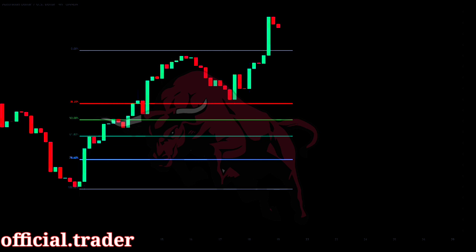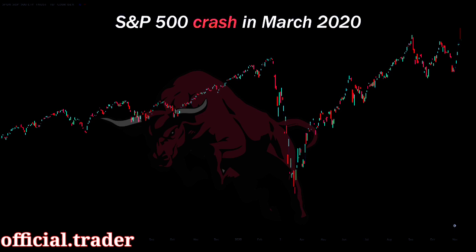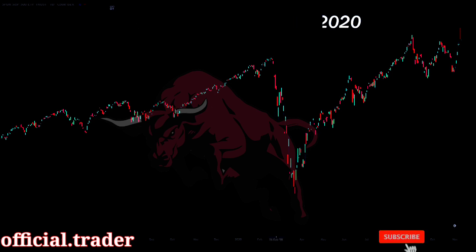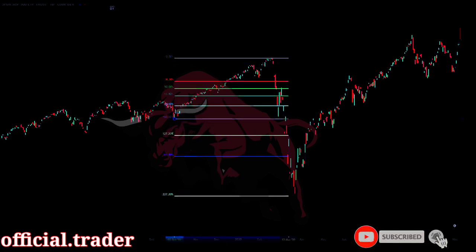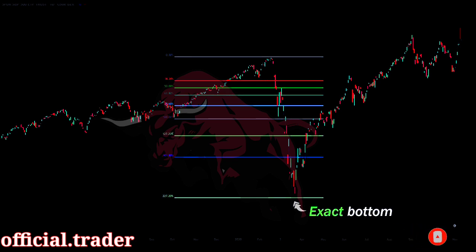So it's widely known among traders that price tends to respect these levels. Another example of this would be the S&P 500 market crash back in March 2020. So here, as we apply the Fibonacci Retracement tool, you can see that the level predicted the exact bottom of the market crash. And now, I'm going to show you how to apply this tool onto your chart and how you can use it to find high win rate trade opportunities.